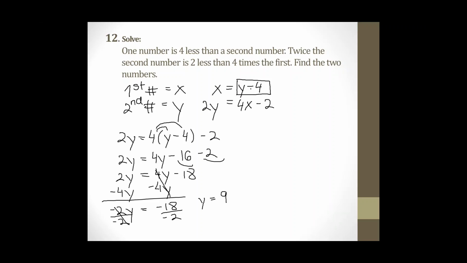We are plugging it back in. And again, I'm choosing the first one because that one looks simpler, less numbers. And for y, I'm going to plug in a 9 minus 4. So x equals 5. And in regards to the problem, that means that my first number is 5 and my second number is 9. And if you look at your packet, that should be A.